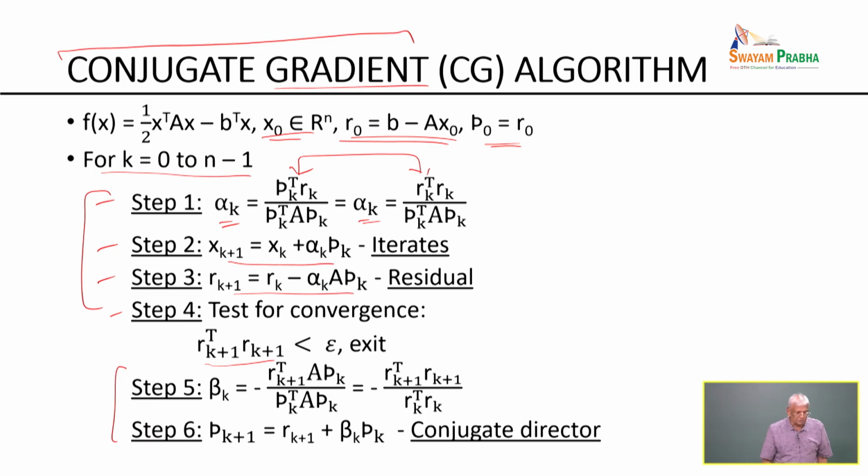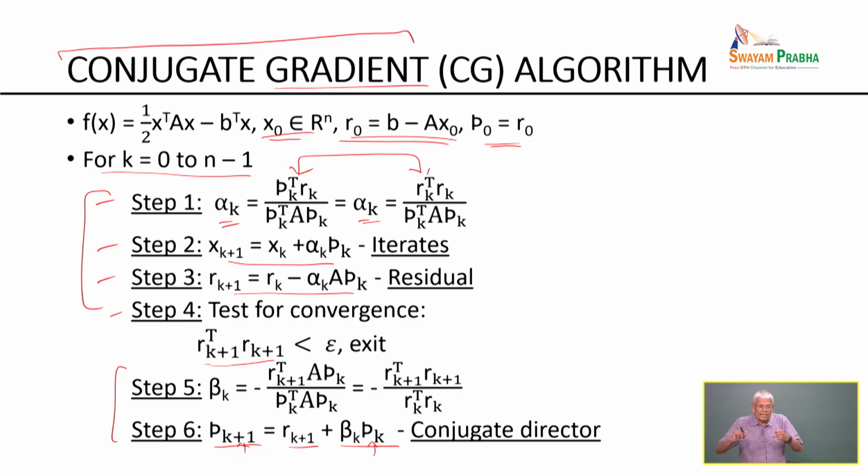The last two steps are the ones that generate the conjugate direction. So, P(k+1) is equal to R(k+1) plus beta k P(k). Look at this now. The new conjugate direction at time k+1 is a linear combination of the old conjugate direction P(k) and the residual vector. The residual vector, please remember, is the direction of the negative of the gradient.